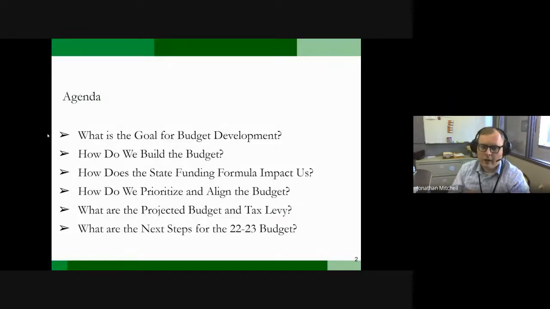So, the agenda, what I would want to get if I were a community member attending this virtual meeting. So, what is the goal of budget development for Greendale schools? How do we build the budget? How does the state funding formula impact us? How do we prioritize and align the budget? What are the projected budget and tax levy for next year? And what are the next steps for the budget process?